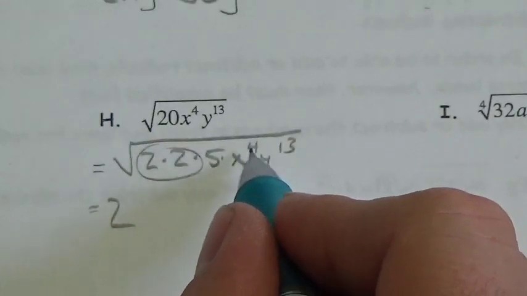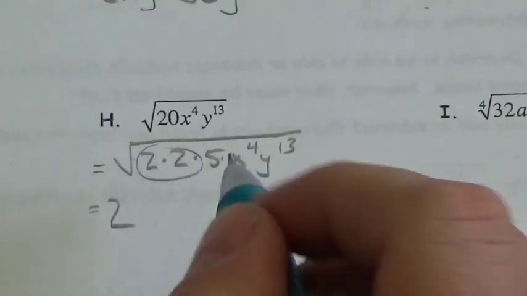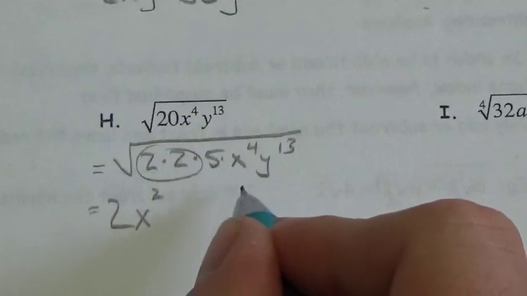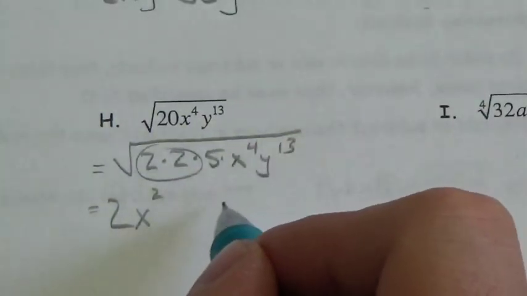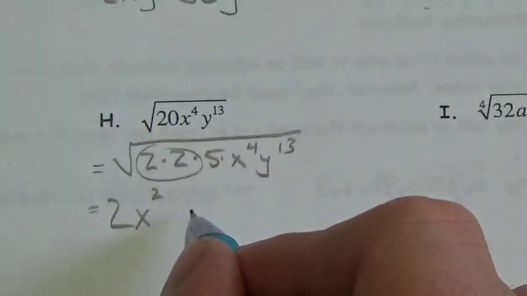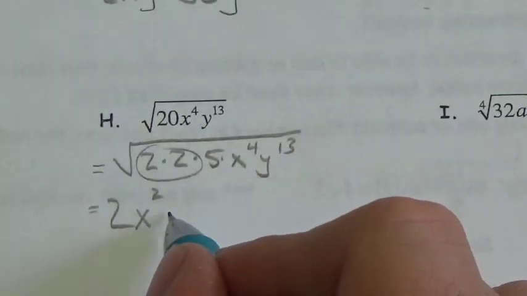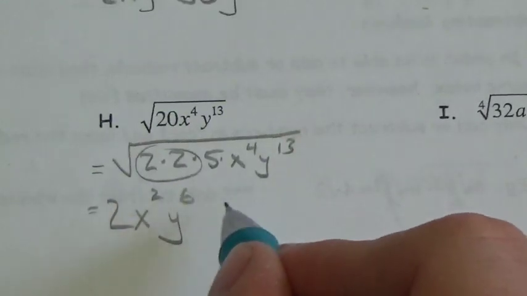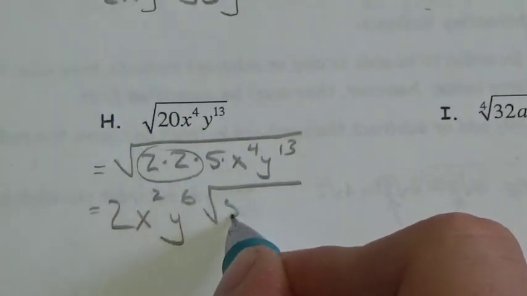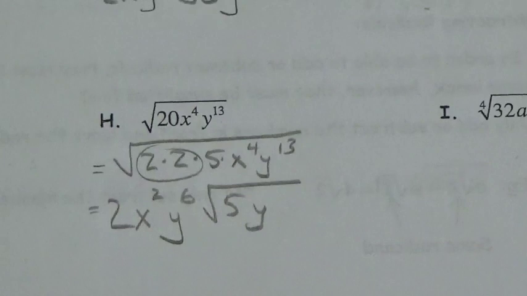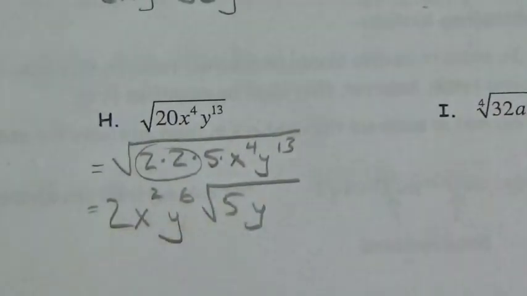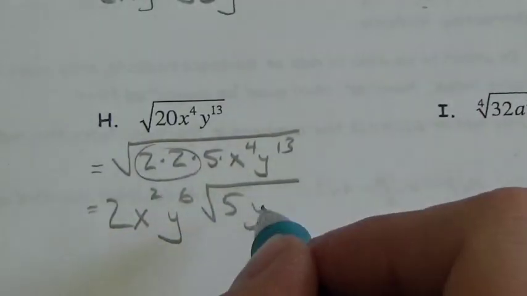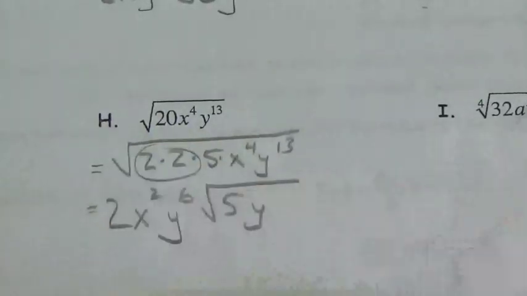And then, okay, x to the 4th, the 4 divided by 2 is going to be x squared with no remainder. So the x's are gone from underneath the radical. 13 divided by 2 is going to be 6, and then there's going to be this remainder of 1. There's 1 y left over. So the 5 was left over from simplifying that numerical coefficient, and then the 1 single y was left over after I divided that 13 by the 2.